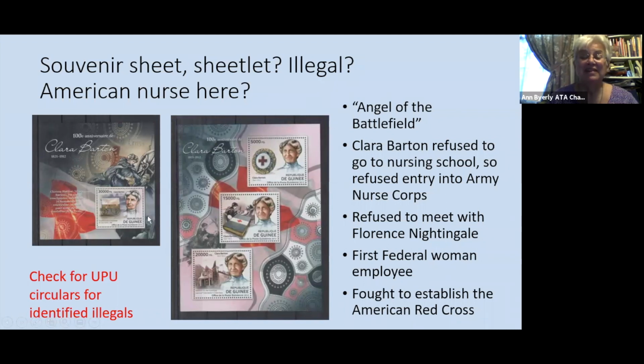It's for the philatelic community. So you need to check with the UPU. They have circulars that will identify the illegals. So sometimes before they come out in Scott's catalog as being illegal, there's a circular that'll tell you. The Republic of Guinea or Mali will tell you that that's an illegal. So, Clara Barton was a good soul, though. She worked hard. She's also the first federal woman employee, but that's when she was working in the patent office.